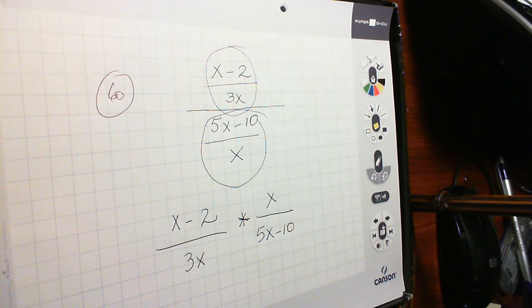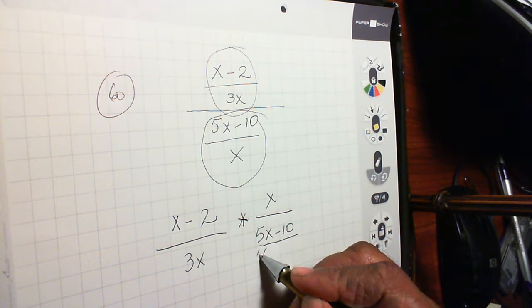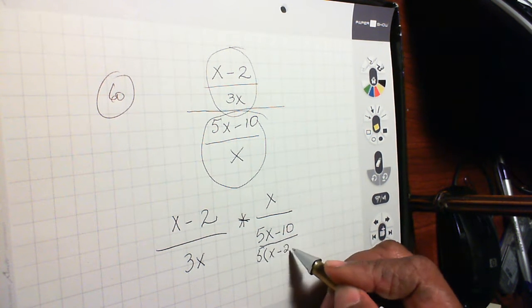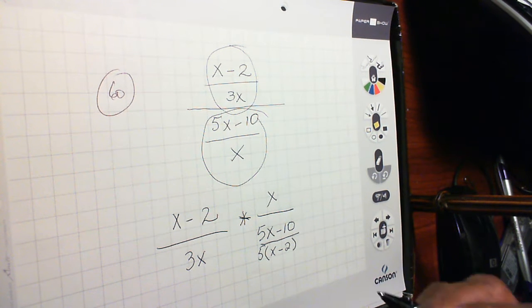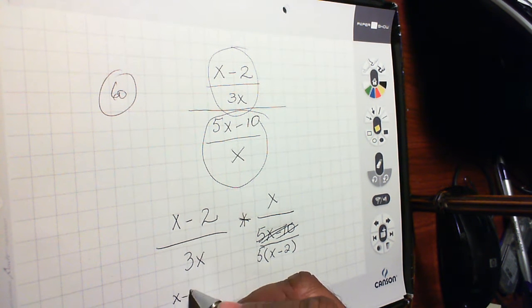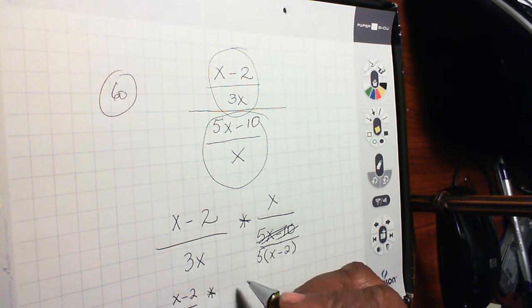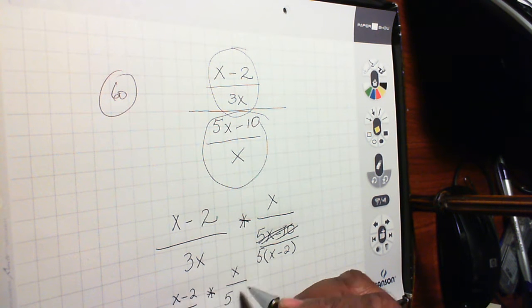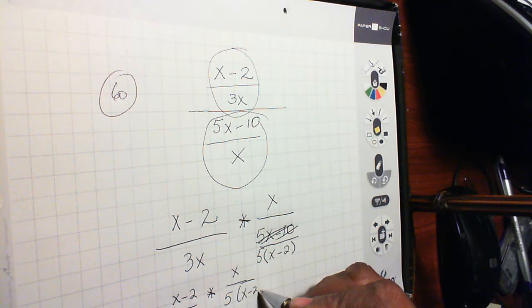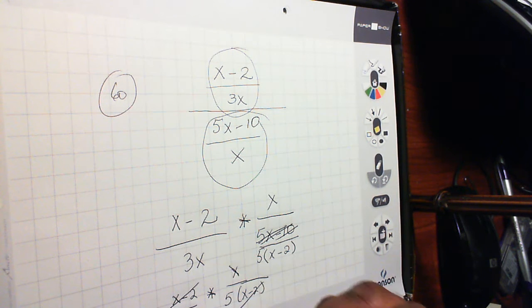Now what I'm going to do, I'm going to factor this out into 5 times x minus 2. Let me rewrite it so that you don't get confused here. x minus 2 over 3x multiplied by x over 5 times x minus 2. These two cancel. The x divides into the 3x to give you a 3.